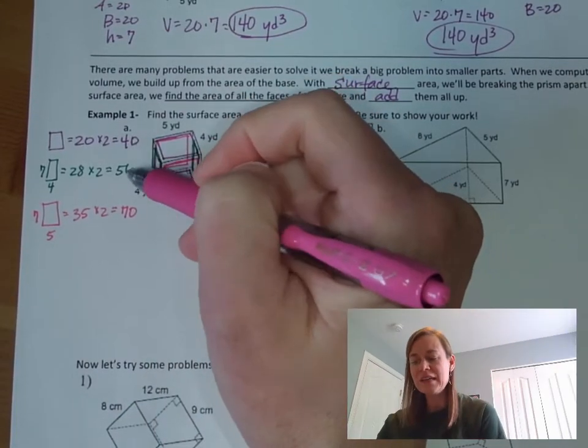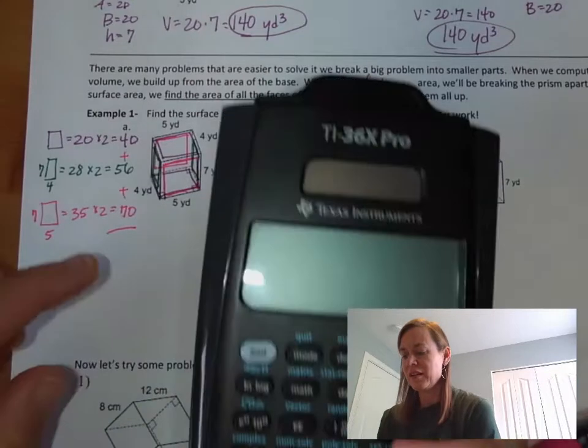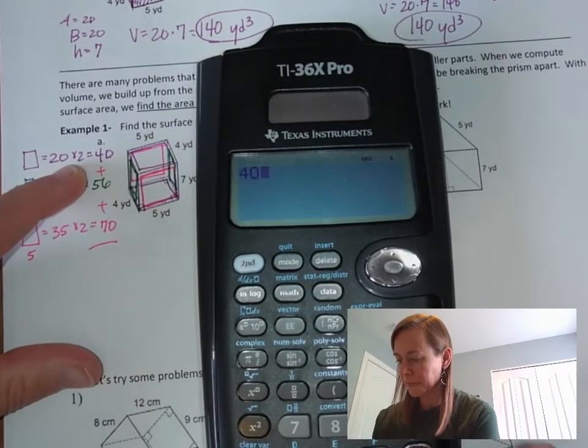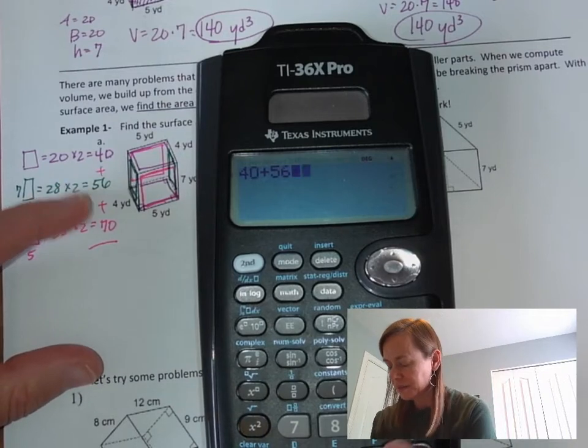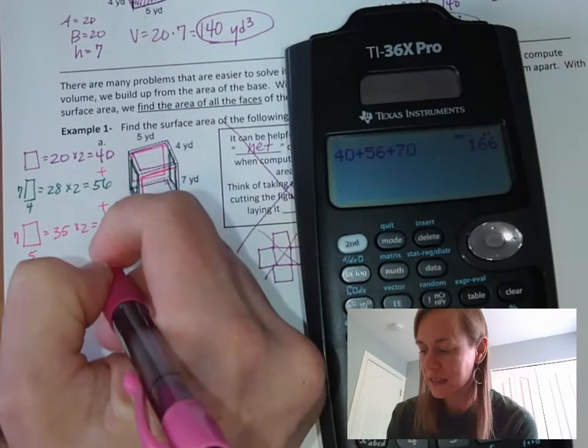Now, once we have these 3 numbers, we're just going to add them up for a total. And I find that easier with a calculator, so let's just go for it. 40 plus 56 plus 70 equals 166.